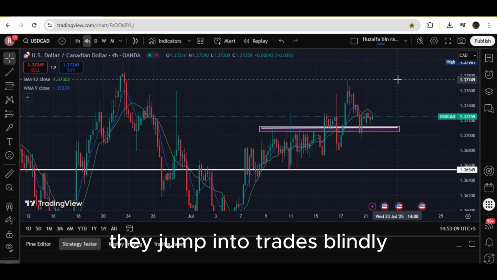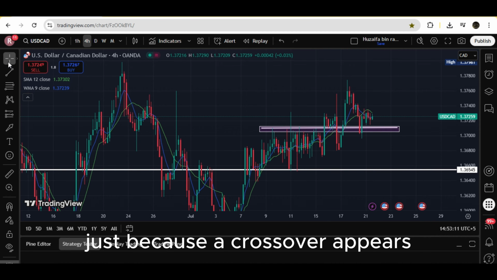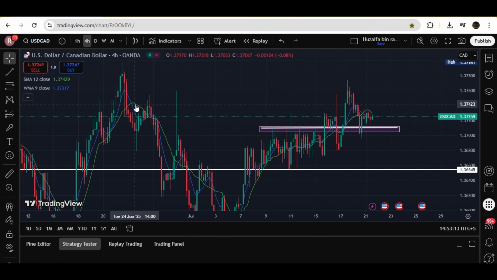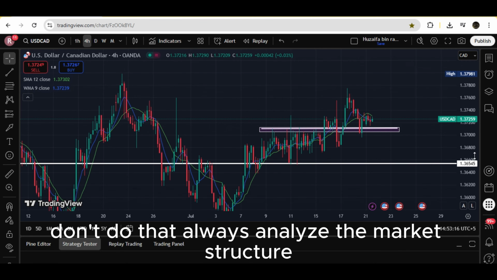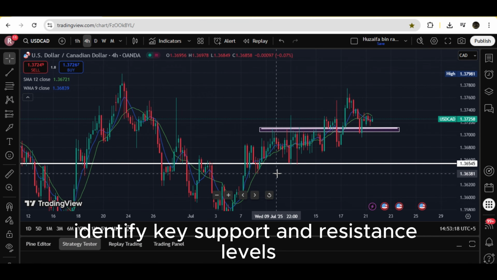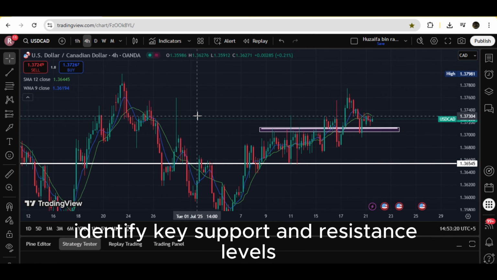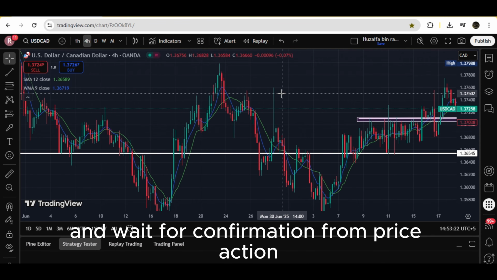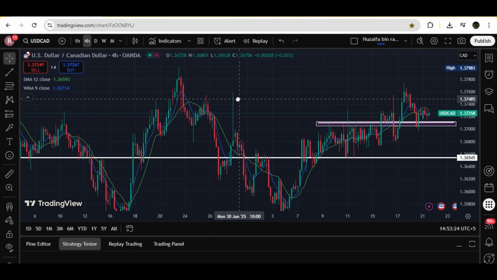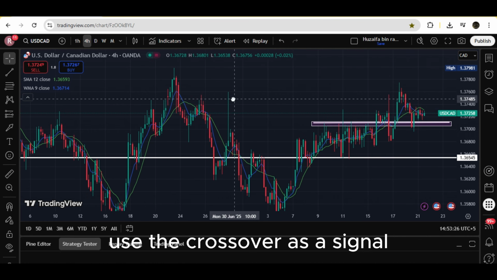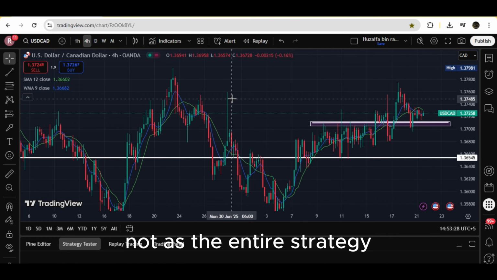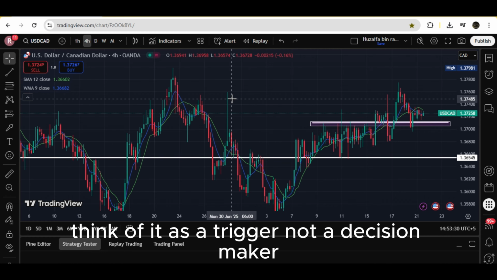They jump into trades blindly, just because a crossover appears. Don't do that. Always analyze the market structure, identify key support and resistance levels, and wait for confirmation from price action. Use the crossover as a signal, not as the entire strategy. Think of it as a trigger, not a decision maker.